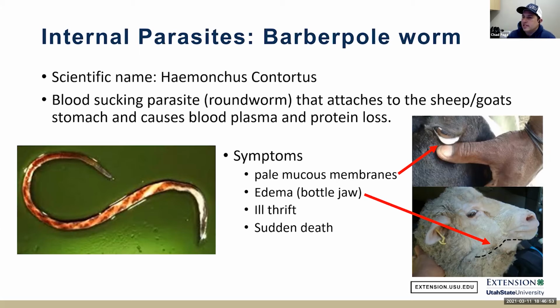So some of the ways that we can tell that we're dealing with this particular parasite is our animals become anemic. And we can see this through pale mucous membranes. The eyelid is a very good indicator for looking at the anemic state of our animals. Edema under the jaw, or we call this bottle jaw, that buildup of fluid. Sometimes they're just ill thrift. They'll have heads down, they'll separate themselves. They won't feed at the feed bunk very well. And then if we're not on top of it, sometimes we can just have death before we really know we have a problem.